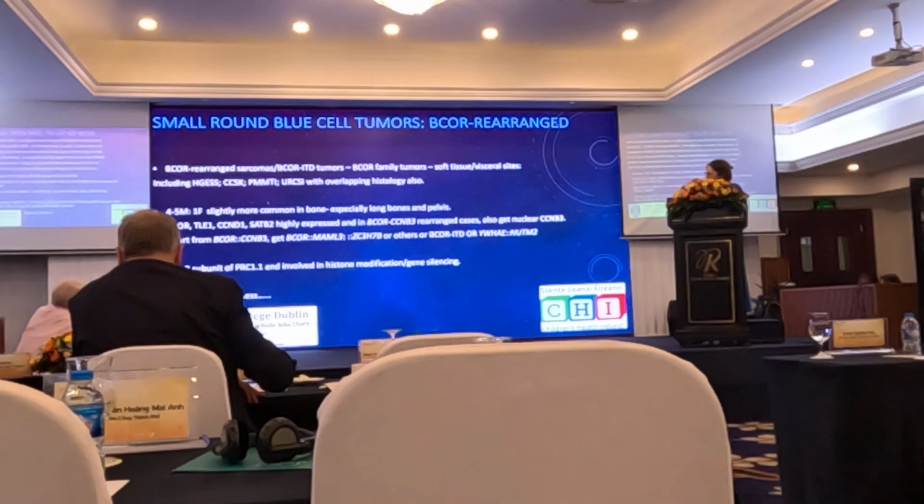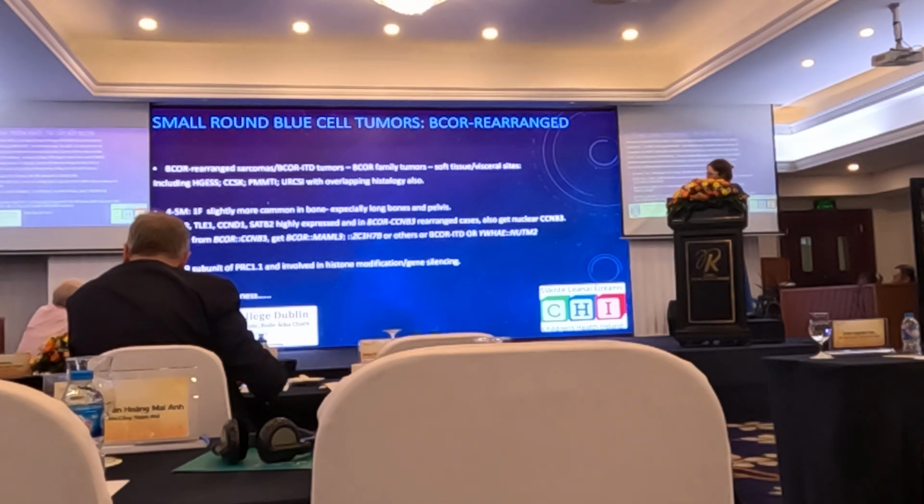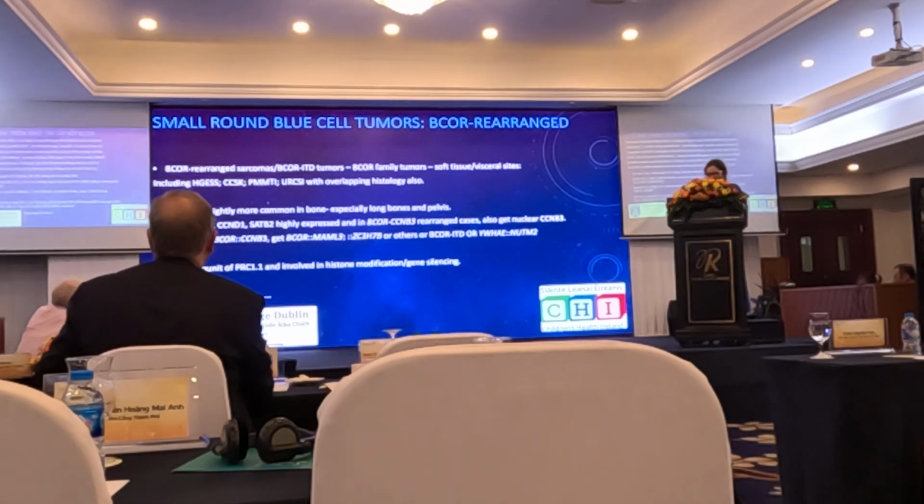The characteristic immunostaining, and we had a little discussion about this yesterday in relation to one of the cases that was presented. The characteristic trio is BCOR, TLE1 and cyclin D1 immunostaining, and SATB2 may also be highly expressed, but that can also be expressed in osteosarcoma.